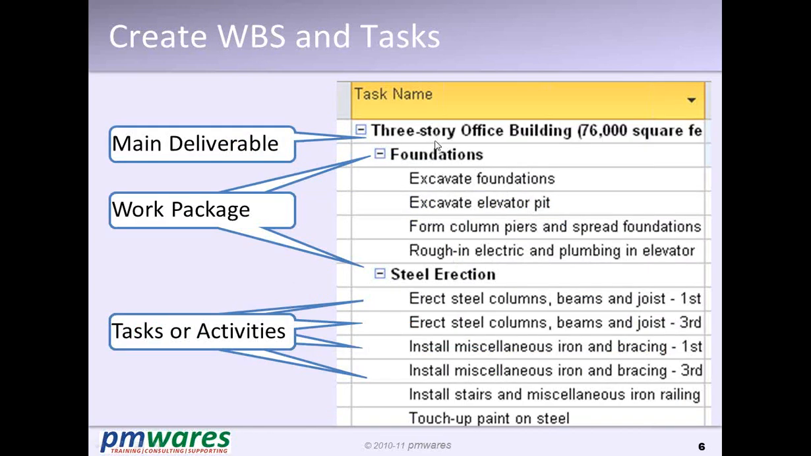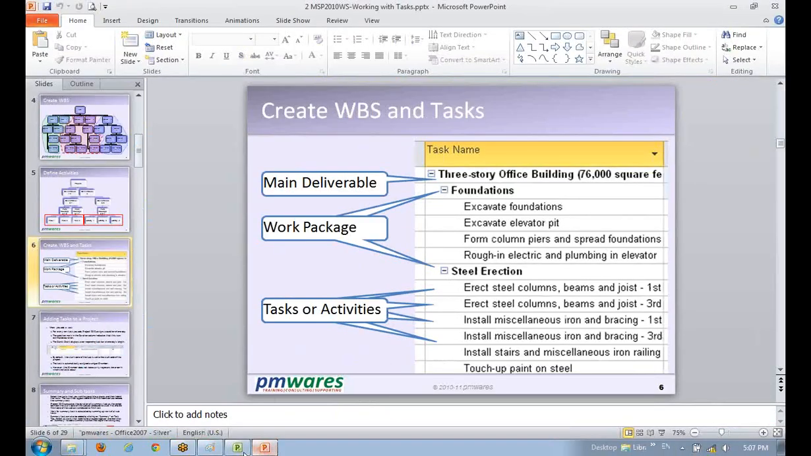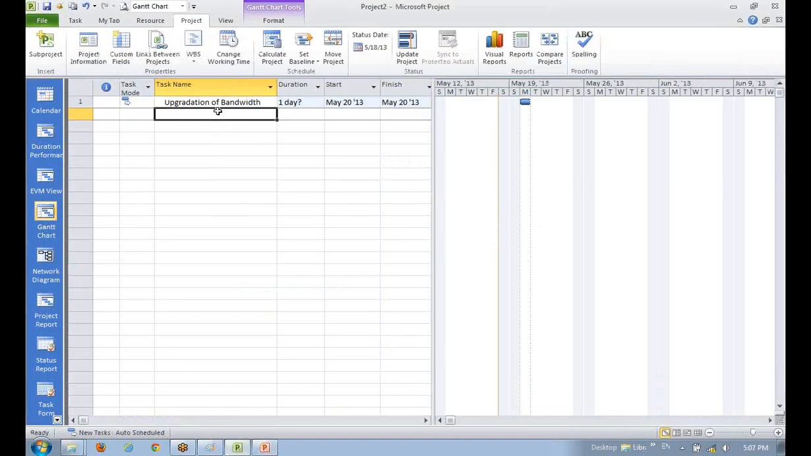So this is a higher level deliverable, which is broken down into two pieces like foundation and steel. They become work packages, and then there are activities which will be performed to deliver this. Make sense? So similarly we can do here, and we will go from top to the bottom.